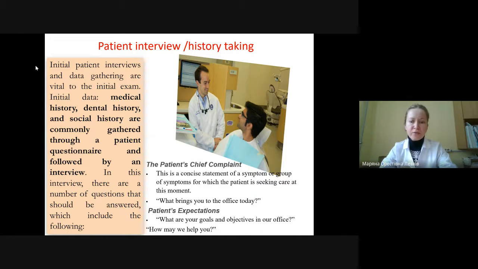First of all, it is necessary to find out the patient's chief complaint. This is a concise statement of a symptom or a group of symptoms for which the patient is seeking care at this moment. What brings you to the office today? And during this communication with the patient, it is necessary to find out the patient's expectations from the treatment. What are your goals and objectives in our office? How may we help you? These are only a few questions that the doctor should ask the patient. They are examples.